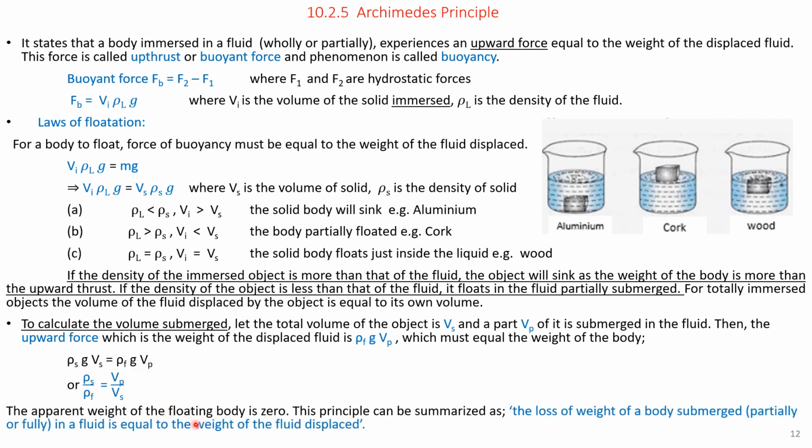Therefore, the apparent weight of a floating body is 0. This principle can be summarized as the loss of weight of a body submerged partially or fully in a fluid is equal to the weight of fluid displaced.